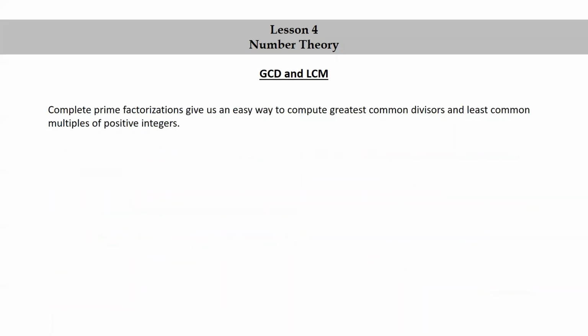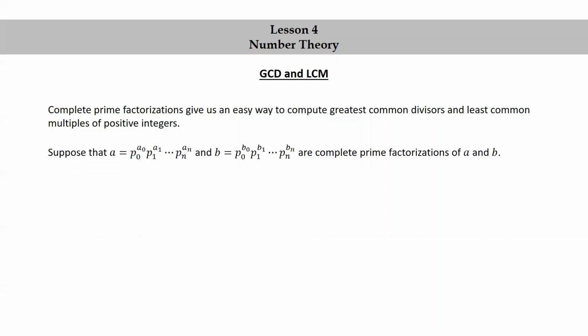Complete prime factorizations give us an easy way to compute greatest common divisors and least common multiples of positive integers. Suppose that a equals p0 to the a0 through pn to the an, and b is equal to p0 to the b0 through pn to the bn are complete prime factorizations of a and b. Notice how we made sure that the number of prime factors matches up in a and b. In the last example, we saw how to do that if necessary.